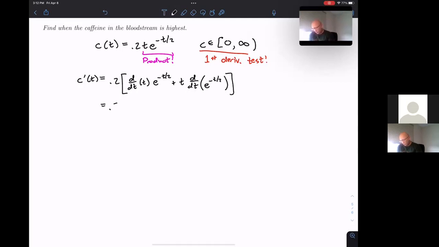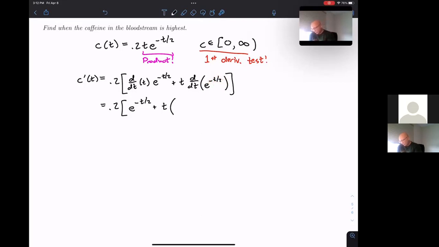And that equals 0.2 times, derivative of t is just 1, so that becomes e to the minus t over 2 first, plus t times, and now what's the derivative of e to the minus t over 2? Ooh, this is a chain rule, right? It's a little chain rule. E to the t by itself would just be itself, right? It'd be e to the t again. But here I have to continue the chain rule and take the derivative of minus t over 2 as well.